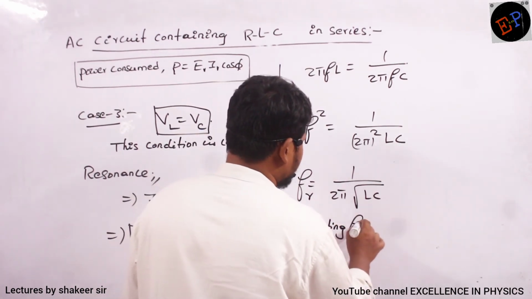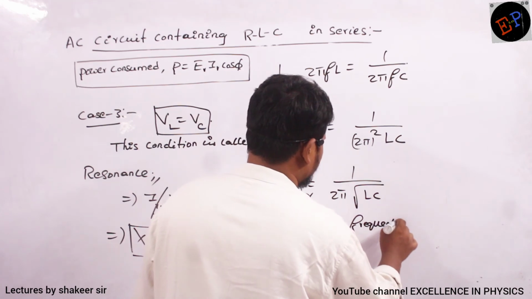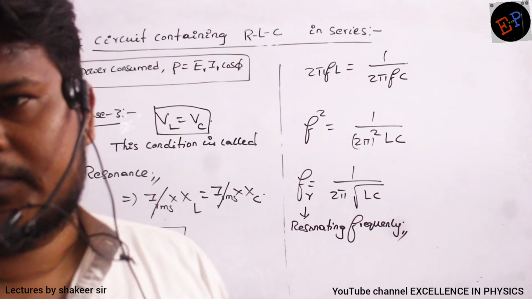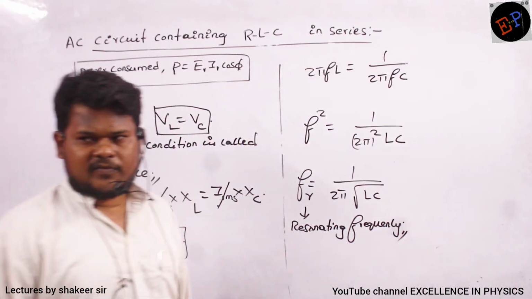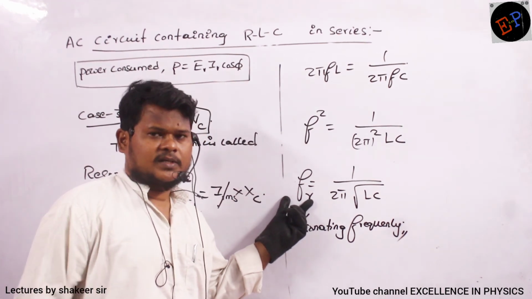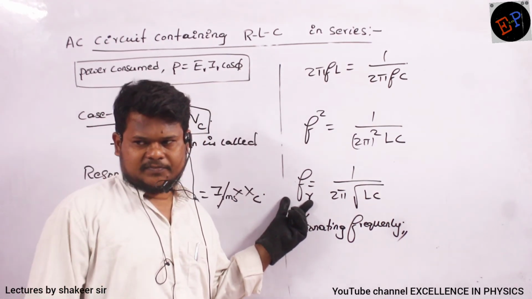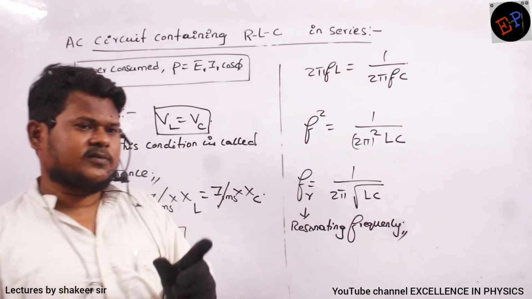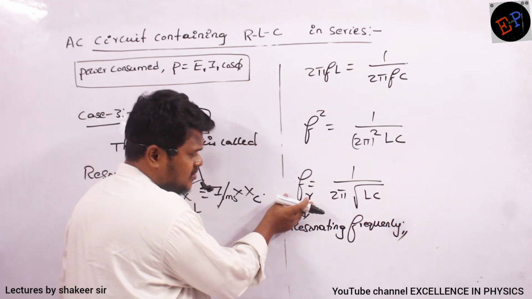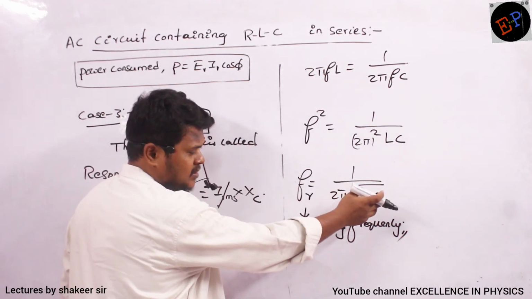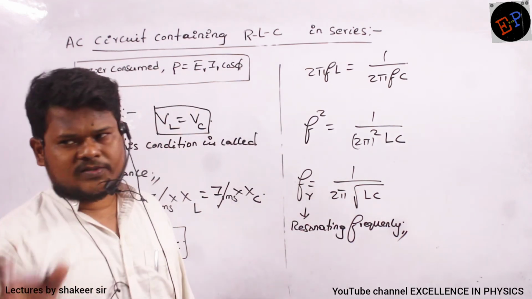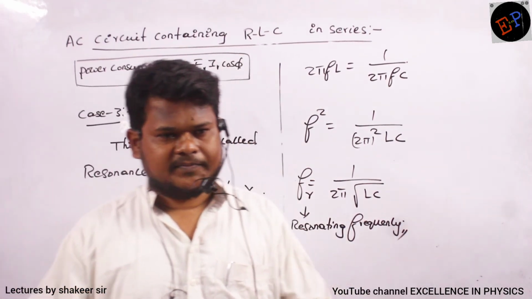Resonating frequency. Okay? What is meant by resonating frequency? Resonating frequency means if you give this much frequency to an RLC circuit, then the circuit will go into resonance. That's it. If you take this much amount of frequency, which is equal to 1 by 2 pi root LC, and supply it to the RLC circuit, then the RLC circuit will go into resonance. Clear?